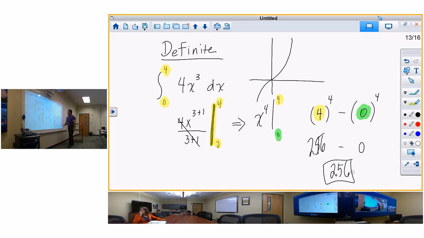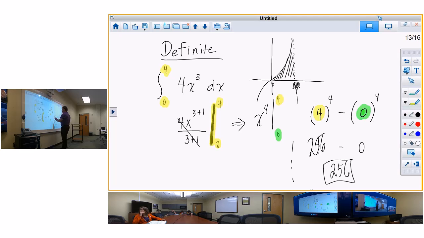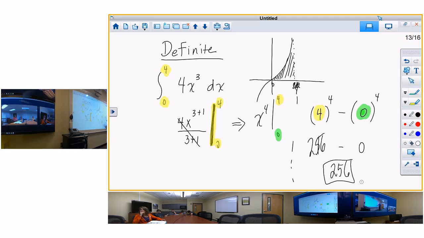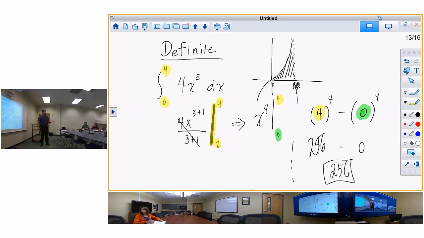256. So the area under this curve from 0 to 4, this area right here, this is inches, then this is 256 square inches under this curve. Are they always going to give you the 0 and the 4? They always will, yes, if it's a definite interval. Now the word problems may tell you from 0 to 10 years, and then you put 0 to 10.